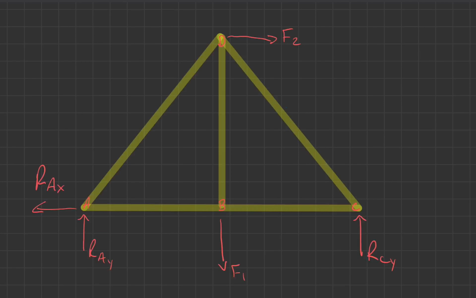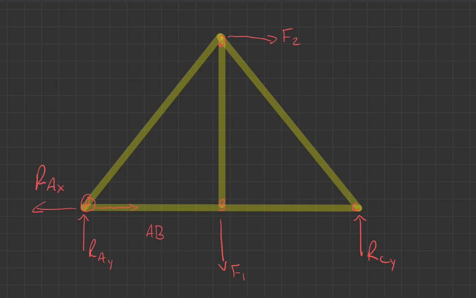So basically we're going to just take a guess at what we think is happening internally. Okay, so RAX, let's look at joint A here first. So we're looking at joint A here. RAX is going to the left. So in member AB, so this is AB, I think that there is going to be an internal force going this way, opposing that force going that way.